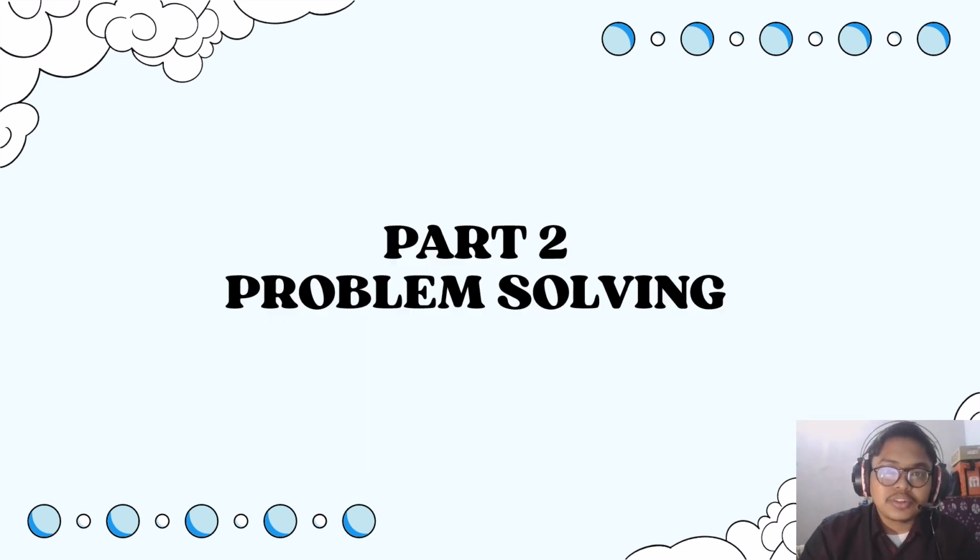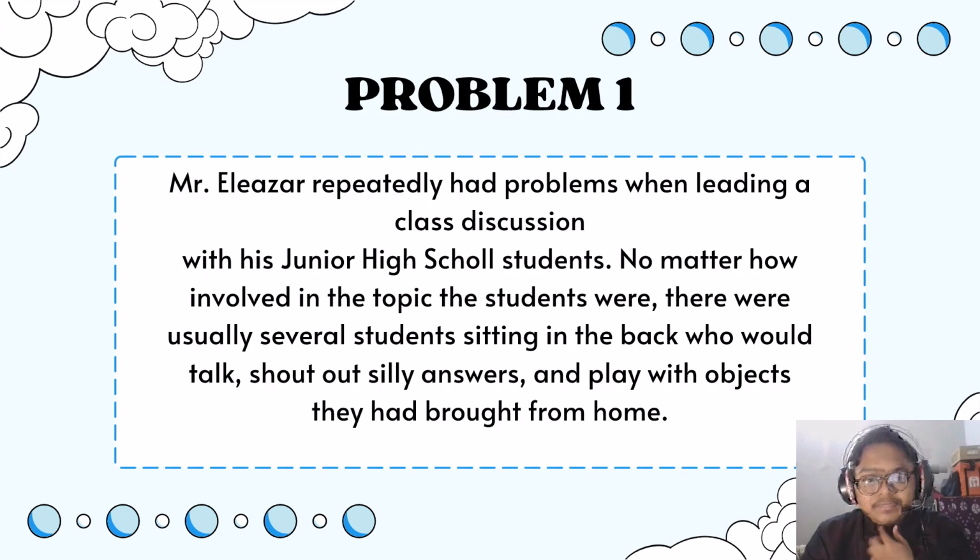Now we go into part two. It's problem solving. This is problem one. Mr. Eliazar repeatedly had problems when leading a class discussion with his junior high school students. No matter how involved in the topic the students were, there were usually several students sitting in the back who would talk, shout out silly answers, and play with objects they had brought from home. So how do we solve this problem?